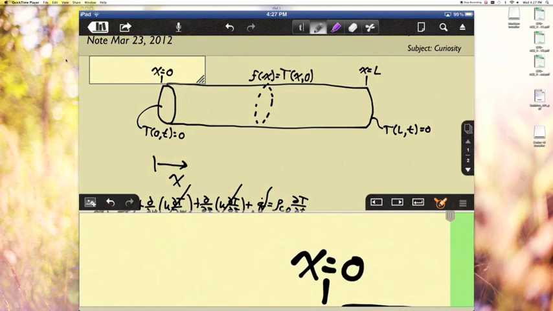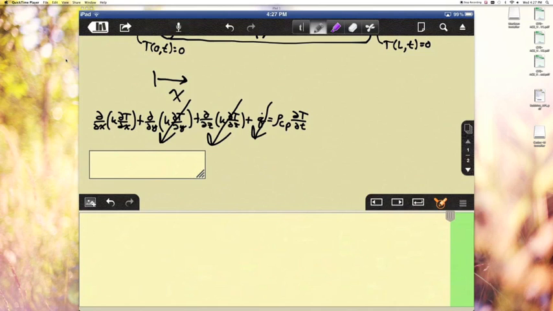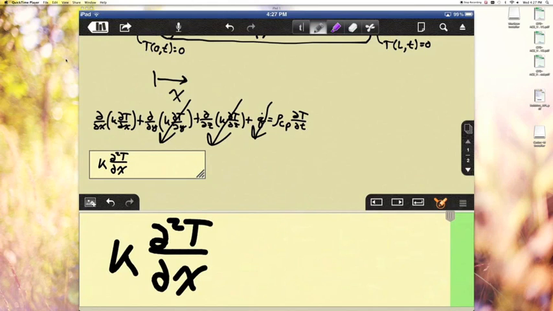Now, what that leaves us with, also we're going to assume that this bar is made of a homogeneous material. What this means is that the thermal conductivity does not change with respect to space or time. So in this case we can pull out k because we're assuming that it's a constant, and k is the thermal conductivity. What this gives us is k del squared T del x squared is equal to rho Cp del T del t.